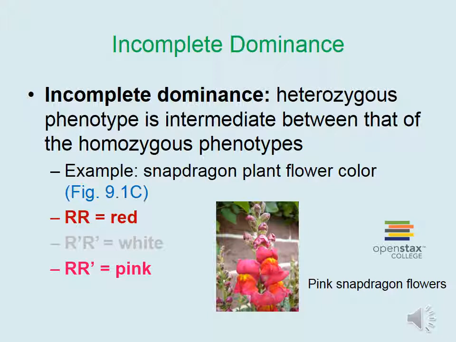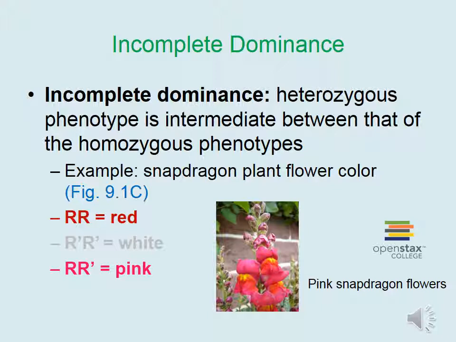If you take a look at the scenario below, a plant that has two alleles for red flowers will have red flowers. A plant that has two alleles for white flowers will have white flowers. However, a plant that has an allele for red flowers along with an allele for white flowers will have pink flowers, which is the intermediate phenotype. This means that red is not dominant to white and white is not dominant to red.